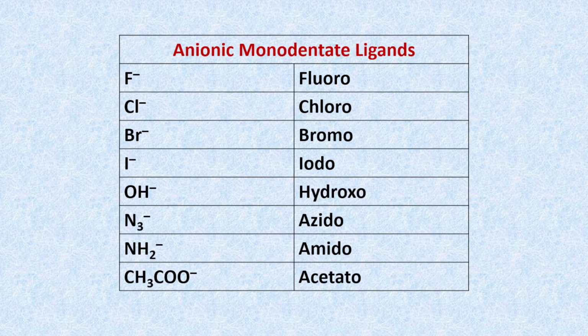Fluoride, chloride, bromide and iodide are named fluoro, chloro, bromo and iodo respectively. Hydroxide become hydroxo, while azide, amide and acetate are named azido, amido and acetato respectively.